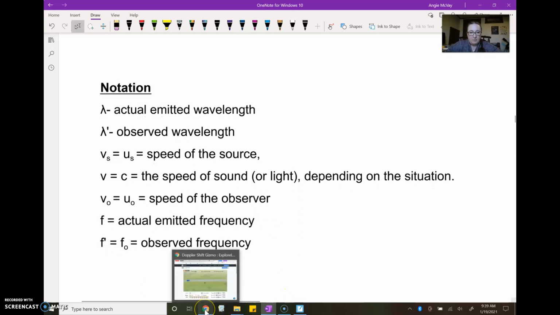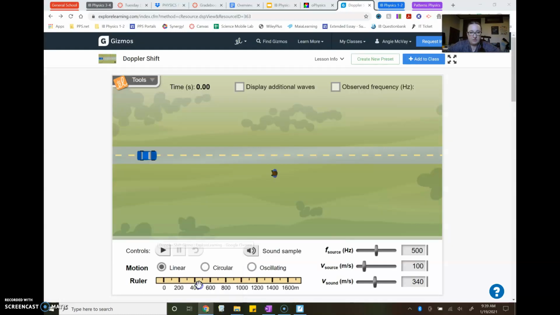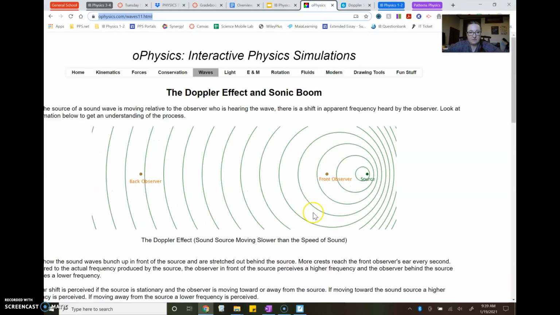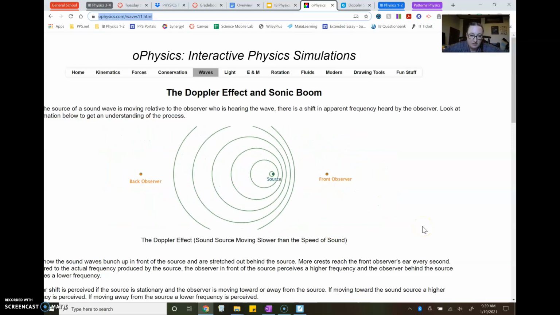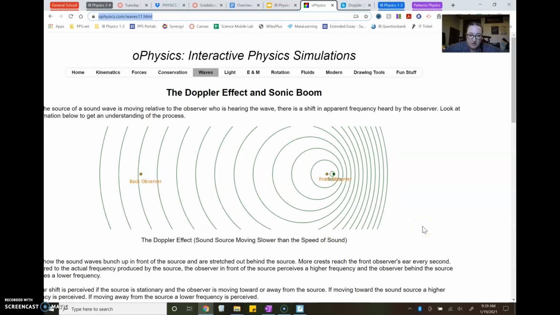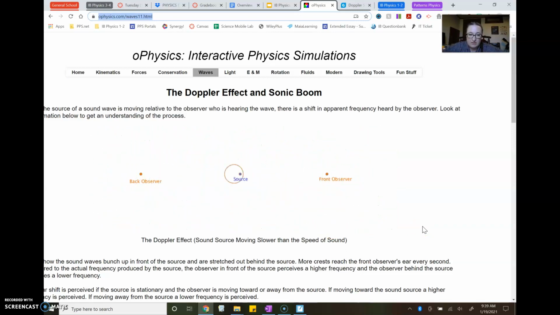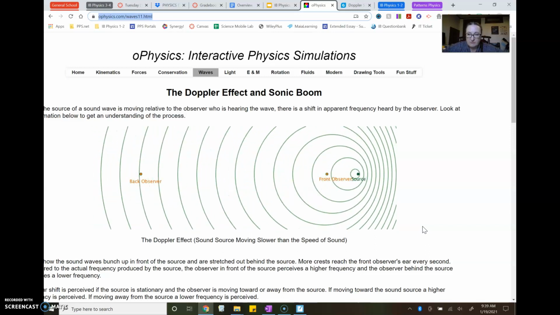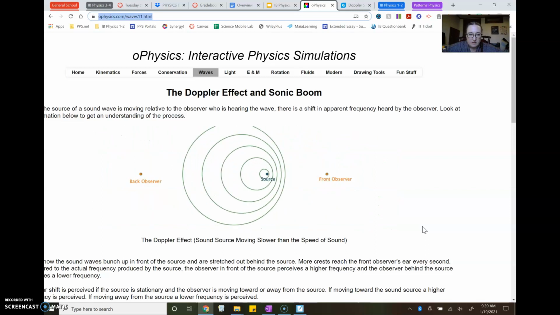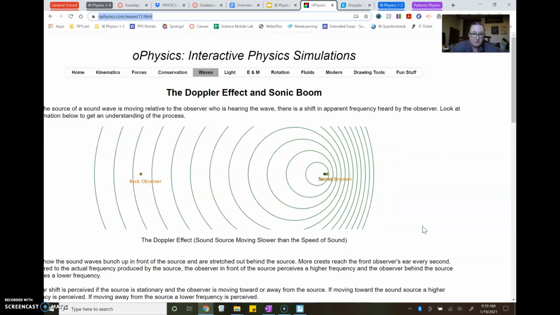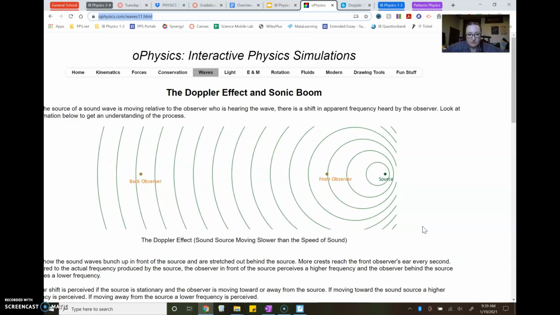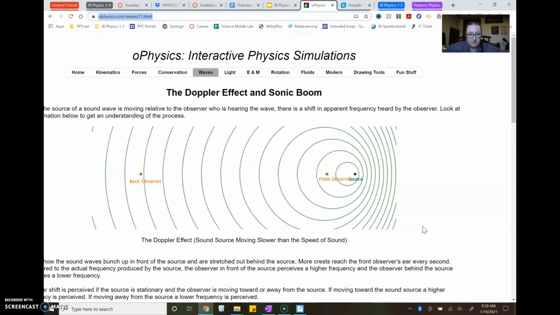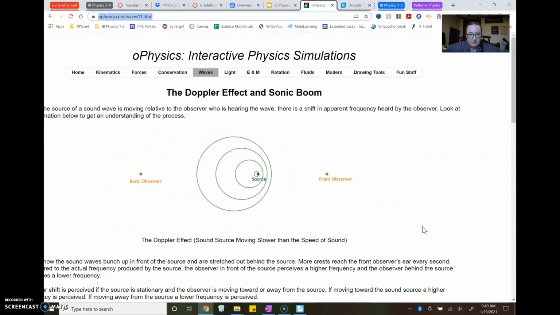I actually want to pop over to another simulation. Let's take a look at this. Okay, this is an O physics interactive. It's showing the same thing, right? The source is sending out sound waves with a consistent frequency. But the back observer and the front observer, when the source is in between, they're experiencing two different frequencies of sound.